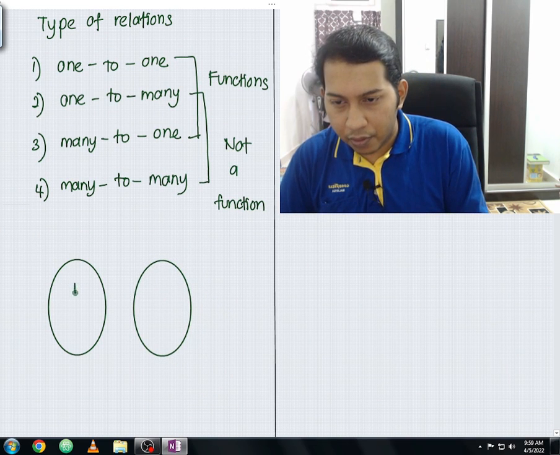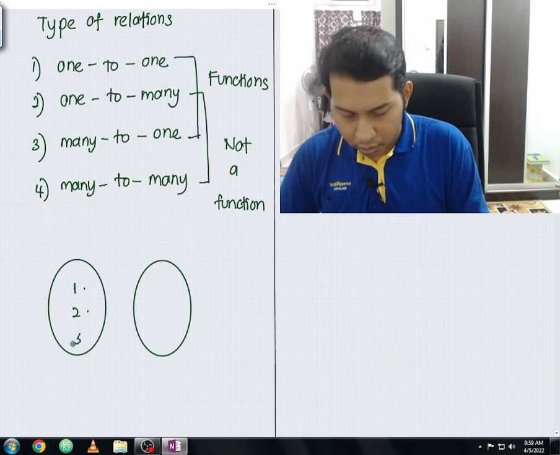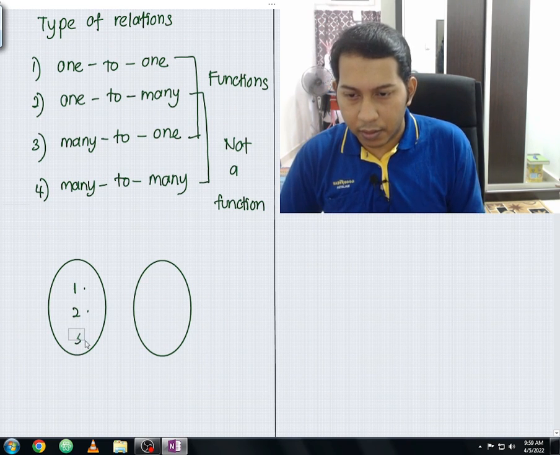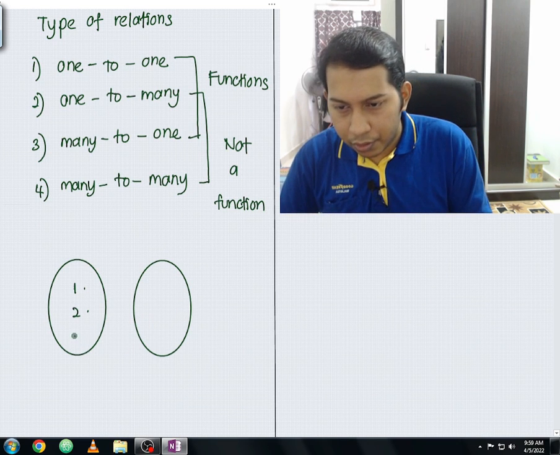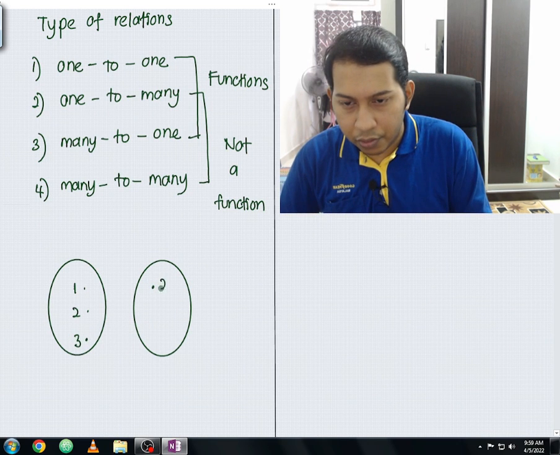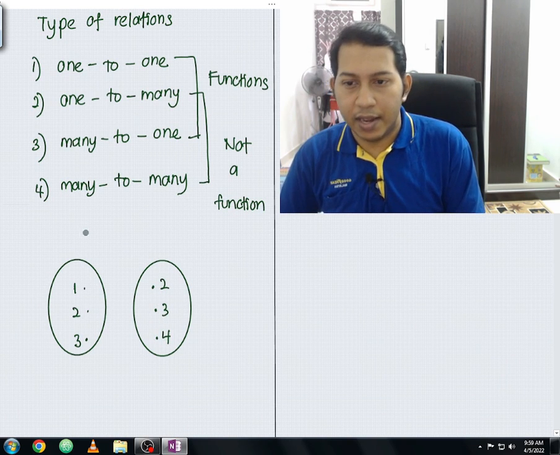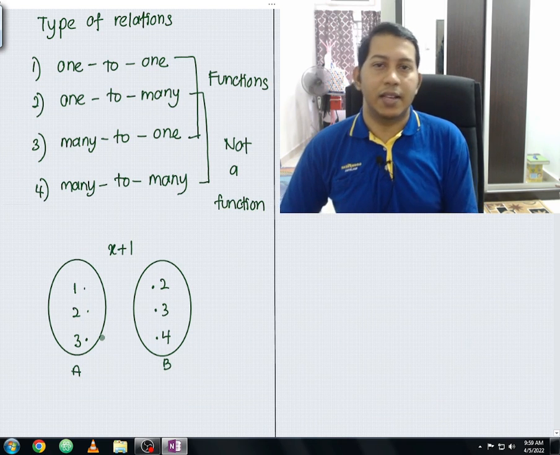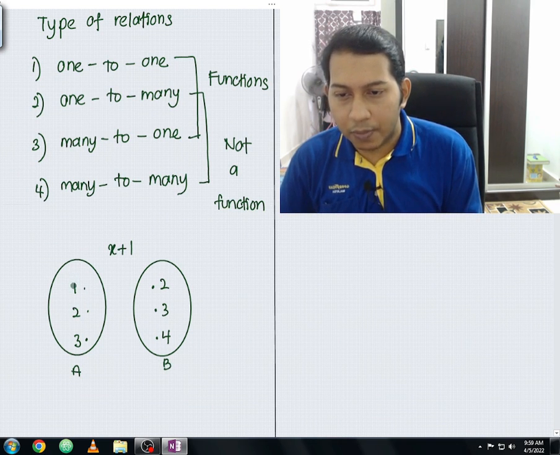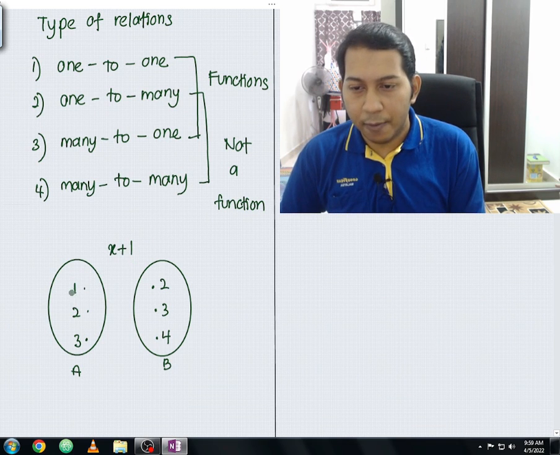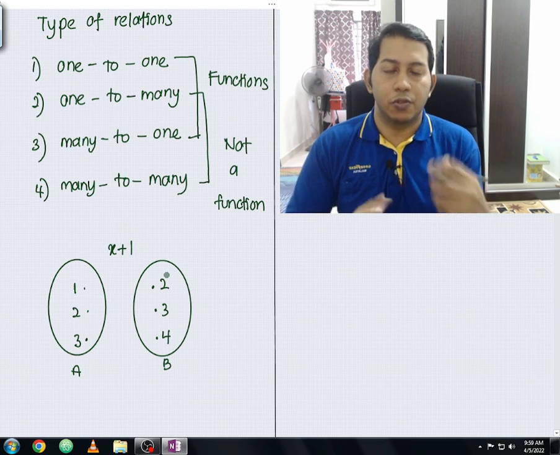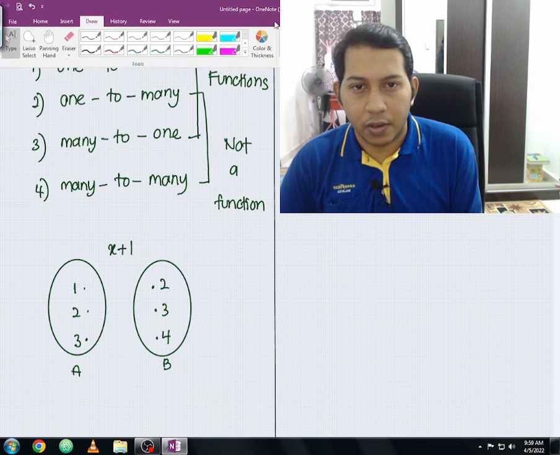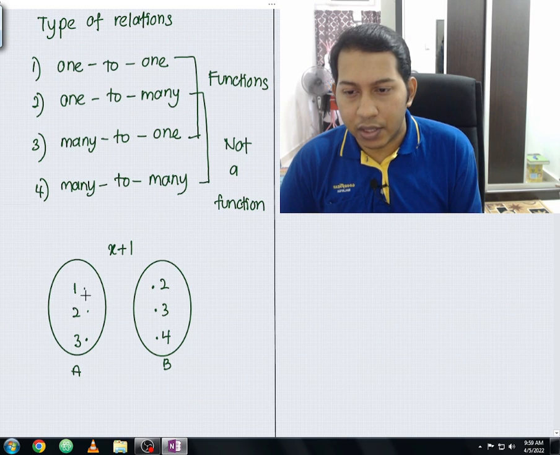Let's say you have 1, 2, 3 here, and here you have 2, 3, 4. I name this relation x plus 1. Set A is your input, set B is your output. So 1 is your object and x plus 1 is your relation. When you add 1 to 1, it comes out as 2, which is your output. This is how a one-to-one function works.